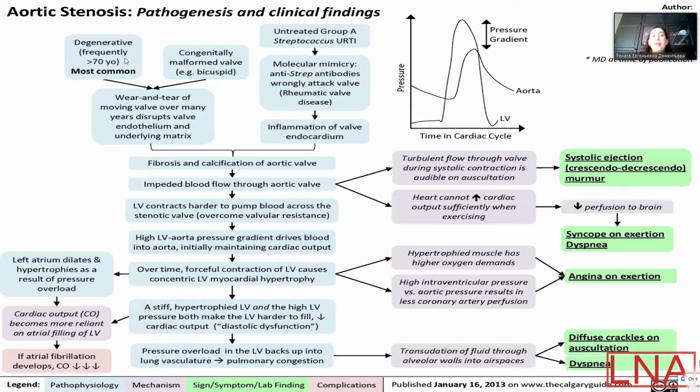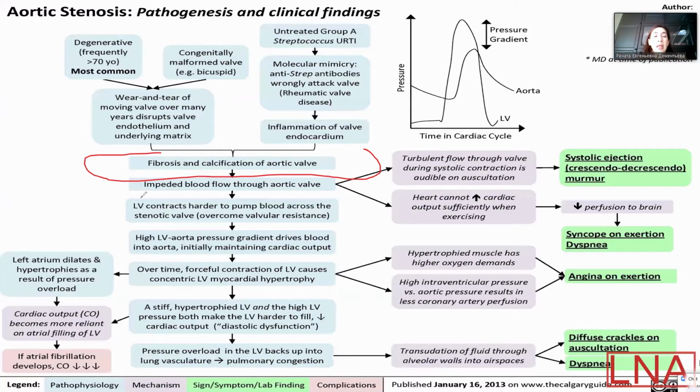About the reasons: degenerative and atherosclerotic, congenital malformed valve, wear and tear of the valve over many years, damaged valve endothelium and underlying matrix, untreated group A streptococcus rheumatic disease, leading to molecular mimicry by the mechanism which we discussed, leading to inflammation of the valve endocardium and leading to fibrosis and calcification of the aortic valve. In fact, this is the start of the problem for the patient: fibrosis and calcification of the aortic valve, leading to impeded blood flow through the aortic valve.